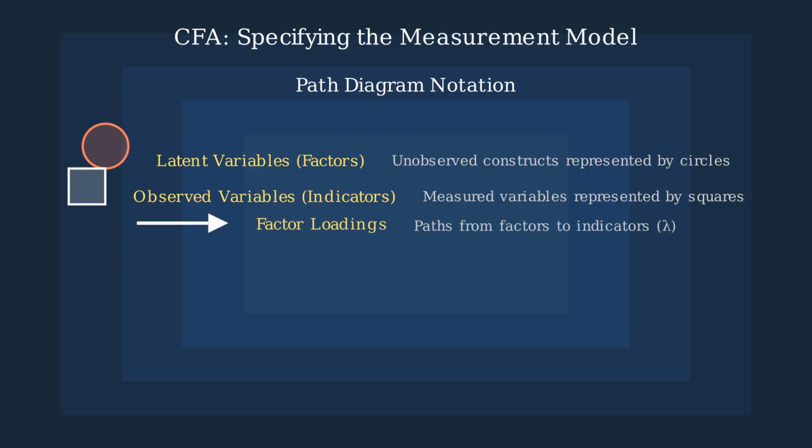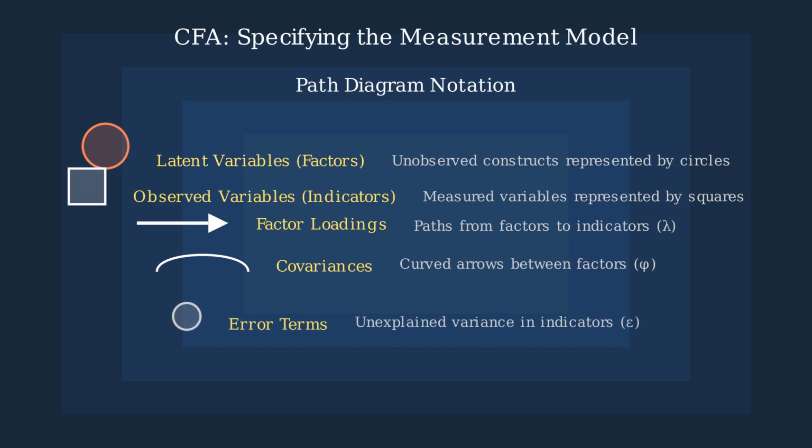Factor loadings are represented by straight arrows from factors to indicators, showing the strength of relationship. Covariances between factors are shown as curved double-headed arrows. Error terms represent unexplained variance in indicators and are typically shown as small circles.